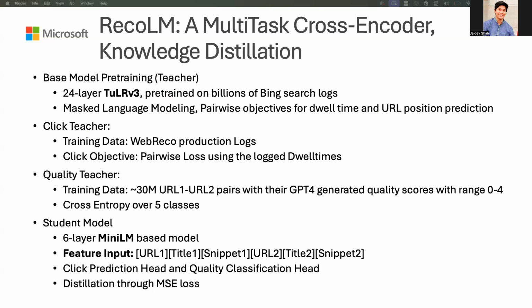We inference around 30 million URL1, URL2 pairs along with the quality scores, and then we train this quality teacher. And we distill down to a student model that's only 6 layers. It's a MiniLM-based model where the feature input is the URL1 text features followed by the URL2 text features. And we distill down across these two heads using MSE loss: the click prediction head and the quality classification head.